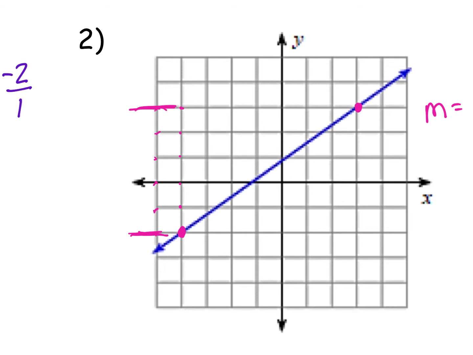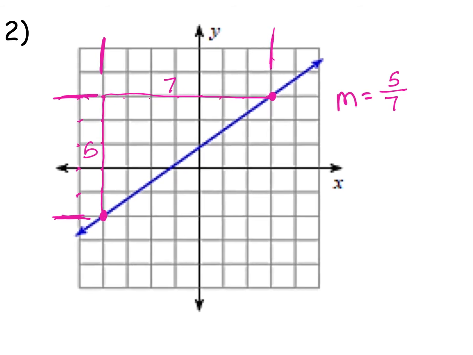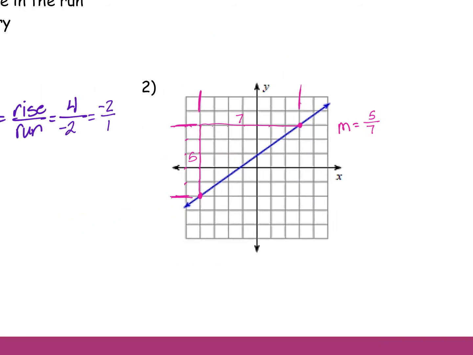My rise. I rose 6 squares. Okay? And then how far am I running? Well, I'm running from here to here, right? I can draw my line here too. That's 5 over what? 7? Yeah, so this is 5 over 7. So my slope would be 5 over 7. Yeah. And is my line positive or negative? From left to right, is it going up or down? Positive. So my slope is positive. Yeah.